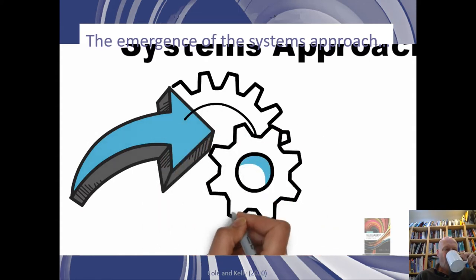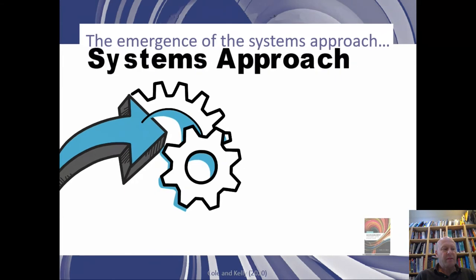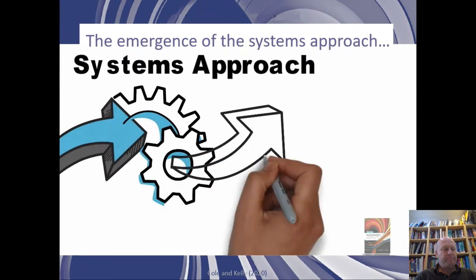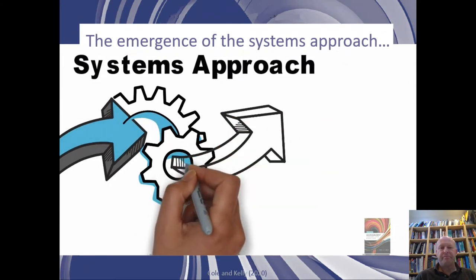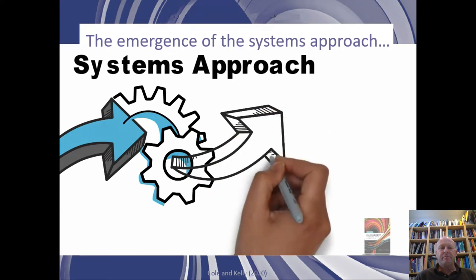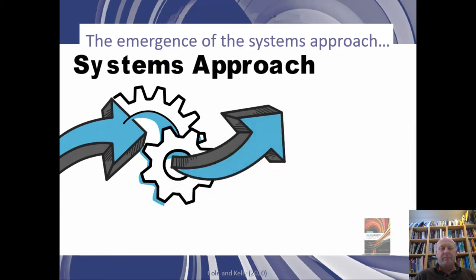Open systems interact with their environment. The three major characteristics of open systems are they receive inputs from the environment, convert these into outputs, which are then returned to the environment, and a key feature is their interdependence on the environment.